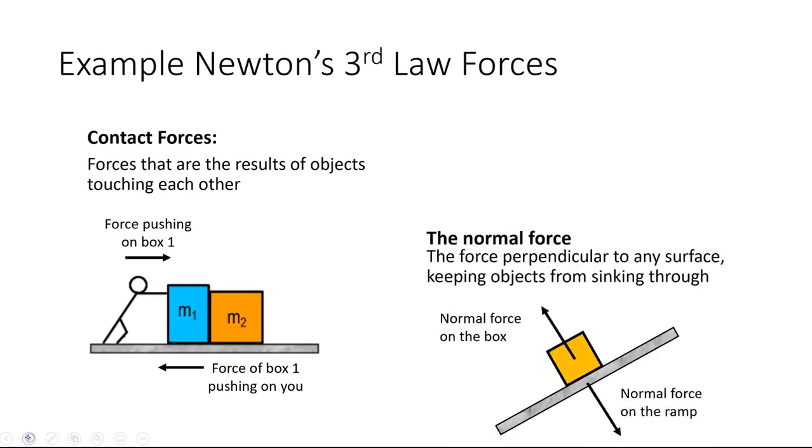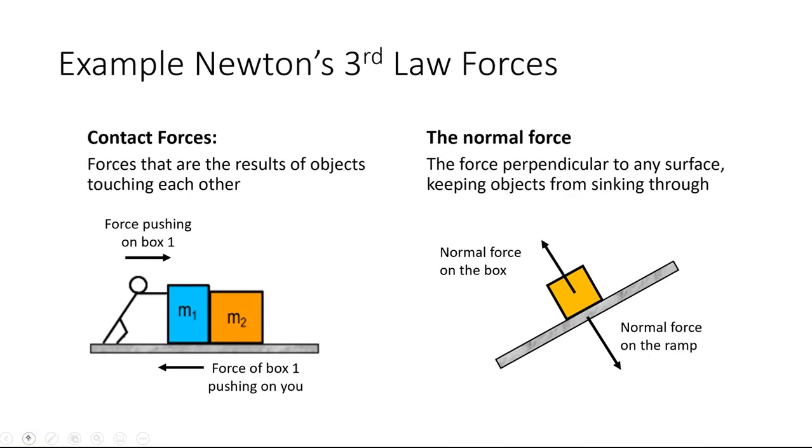Okay. The second type of force that we're going to be talking about is the normal force. So the normal force is the force perpendicular to any surface that keeps an object from sinking through. So here I have a box on an inclined plane, for example, and so the box, remember, it has a weight. So it's going to have gravity pulling down on it, which is going to cause the box to exert a force on the plane. But it doesn't sink through the plane because there must be another force pushing up on the box that prevents it from sinking through the plane. And so that force is the normal force.